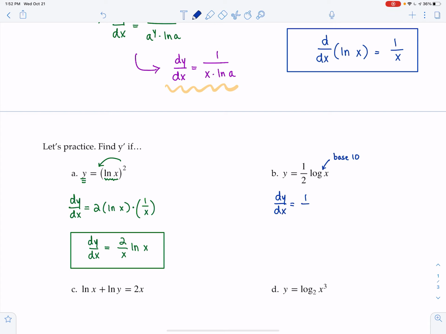The 1/2 is a constant multiple, so that can just come out front. And from there, it is 1 over x times the natural log of 10. We can multiply those fractions together and make one clean expression, 1 over 2x times the natural log of, not x, I'm sorry, but 10.